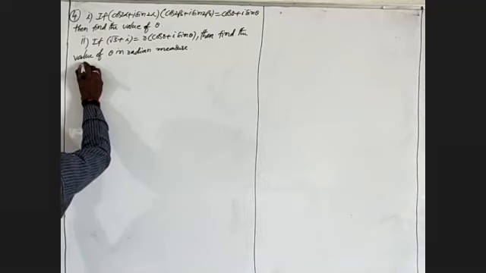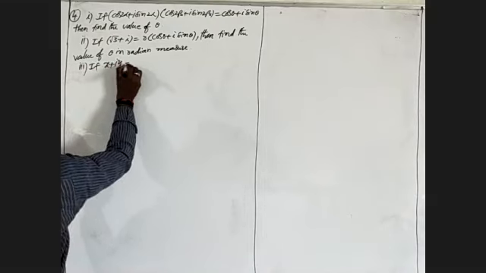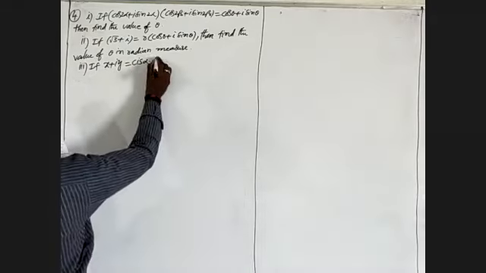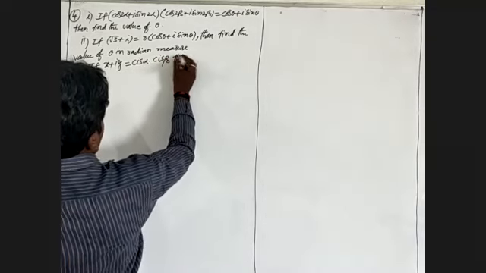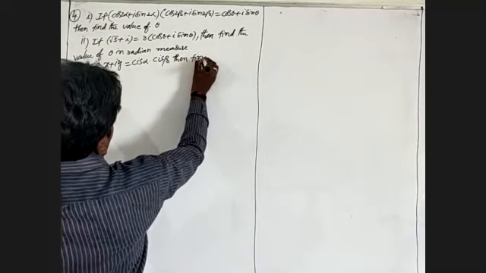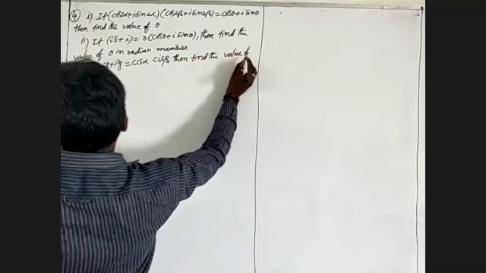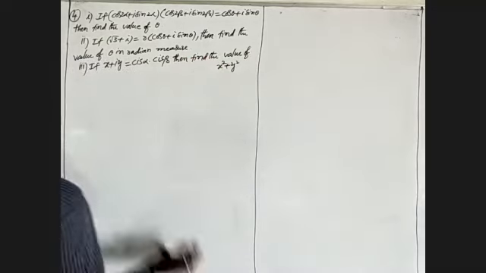Now I am going to the third one. If x plus iy is equal to cis alpha into cis beta, then find the value of x square plus y square.